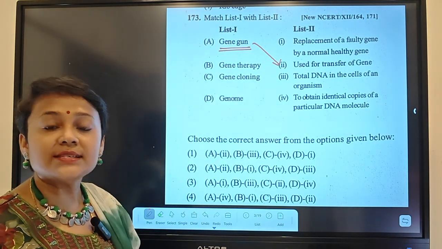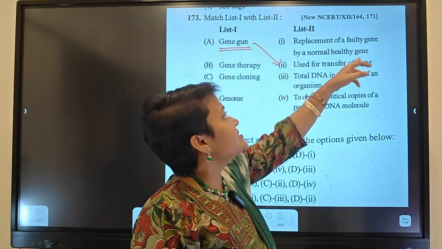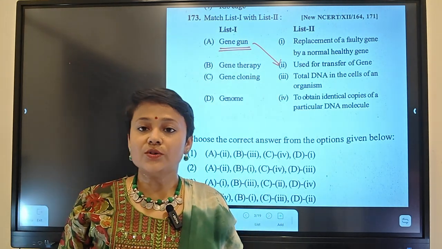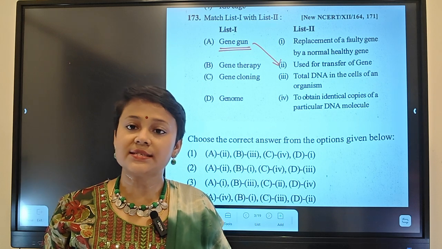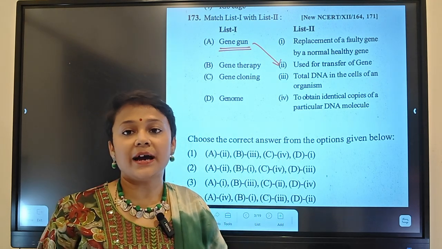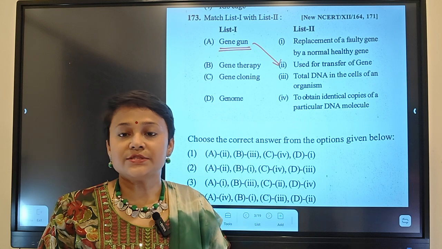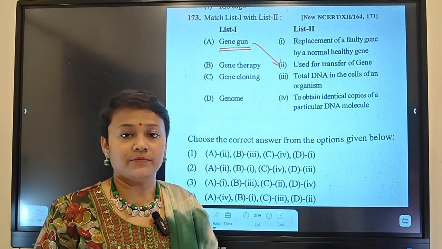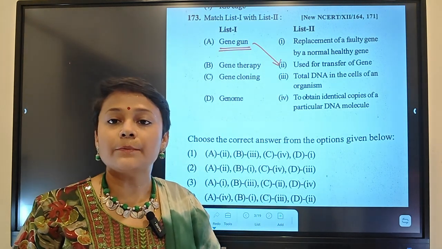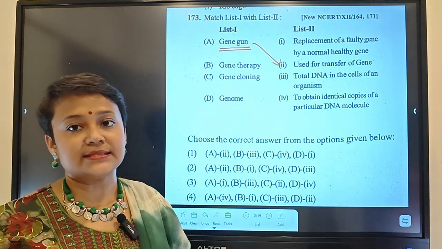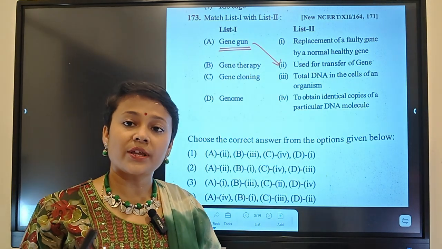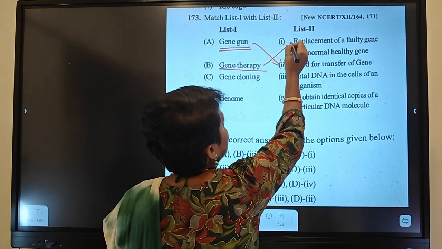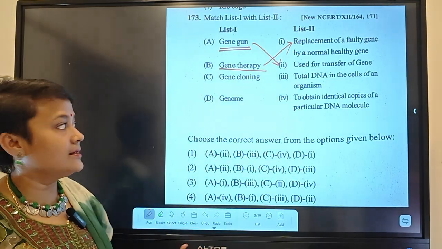Gene therapy. What is gene therapy? Replacement of a faulty gene by a normal gene. We know that adenosine deaminase deficiency disease was the first to be treated by gene therapy, right? The disease caused by a fault in the ADA gene is called SCID, which is severe combined immunodeficiency disease. Again, if you forget, revise that one. So gene therapy is replacement of a faulty gene by a normal healthy gene.